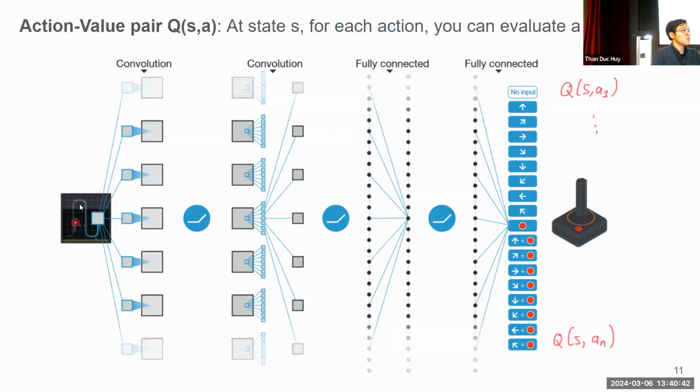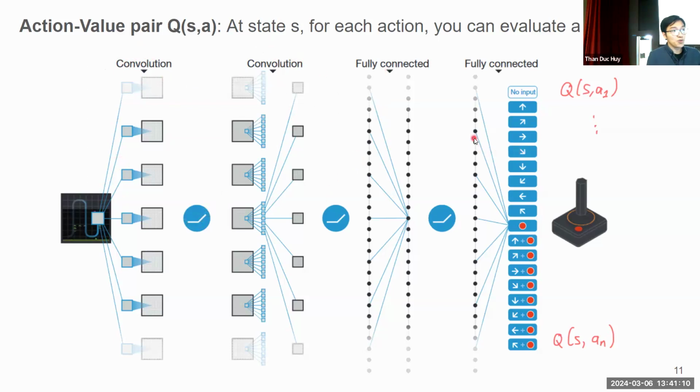Because here, on the left will be your Atari game. This is the original research paper, so they deal with Atari games. And then this image will be, let's say, 100 by 100, so it is very high dimension. And they will just do your standardized machine learning techniques, such as convolution, this is the ReLU layer, another round of convolution, fully connected, things like that.